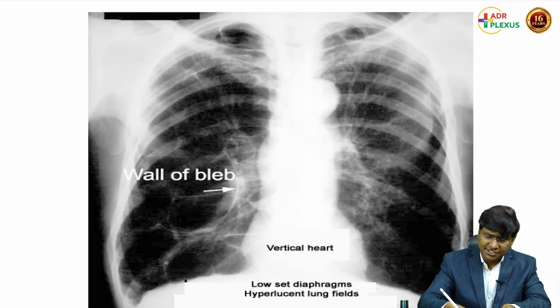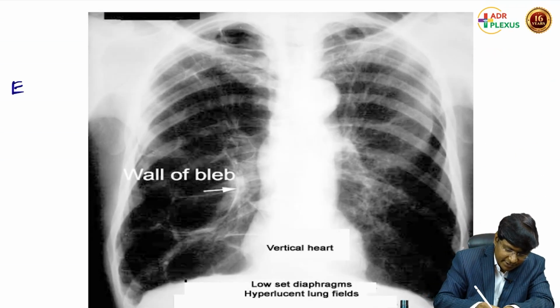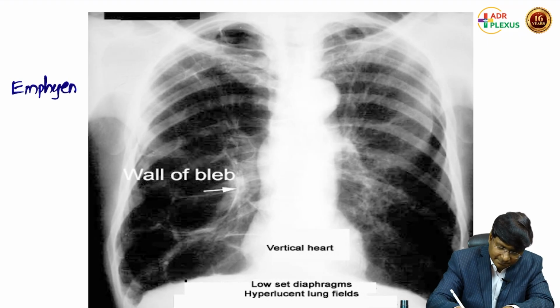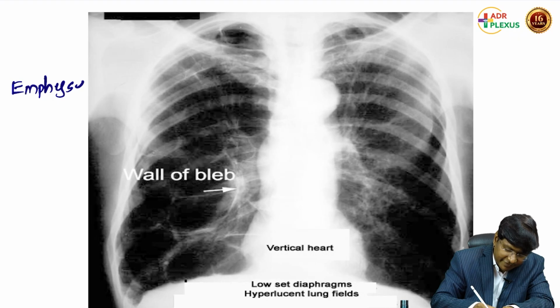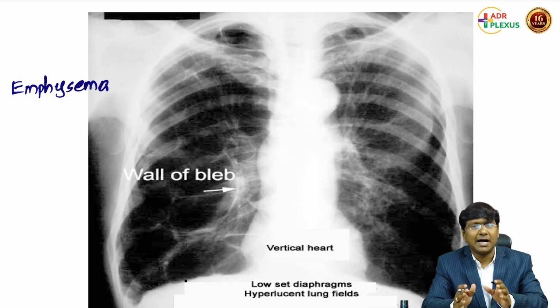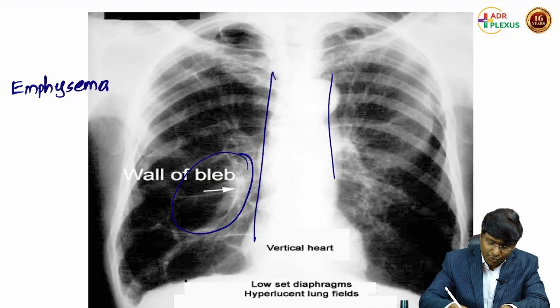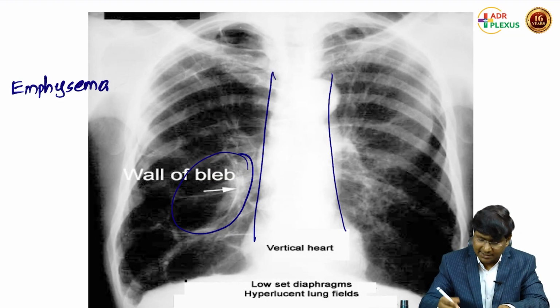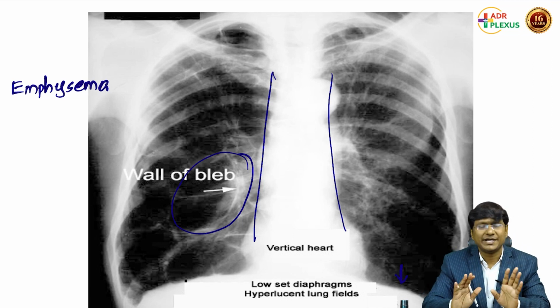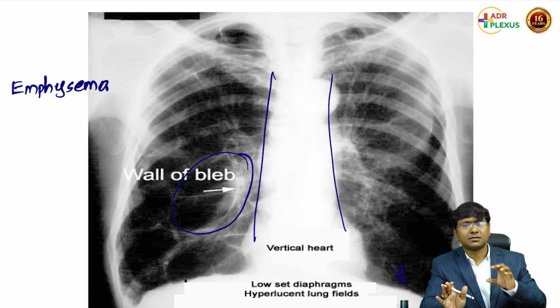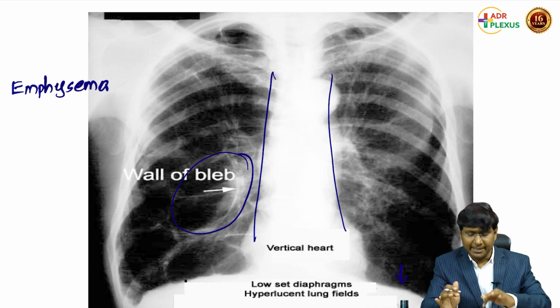Then this is the chest X-ray of a patient with emphysema. In emphysema, you will have abnormally, irreversibly dilated, hyperlucent lung fields, and you have the presence of emphysematous bulla, a tubular heart or vertical heart, and a low-set diaphragm. So this will be the picture in patients with emphysema.